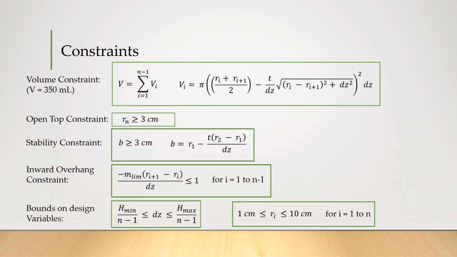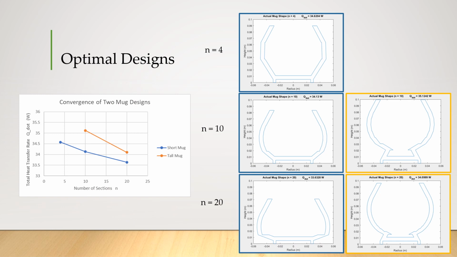These are the constraints that I defined for the problem. The volume constraint is an equality constraint, while the rest are inequality constraints. The open top constraint simply requires the top of the mug be wide enough to drink from, while the stability constraint requires that the bottom be wide enough so the mug won't tip over easily. The inward overhang constraint limits the slope of the inward leaning sections so the mug is easier to drink from. Lastly, we have the bounds on the design variables.